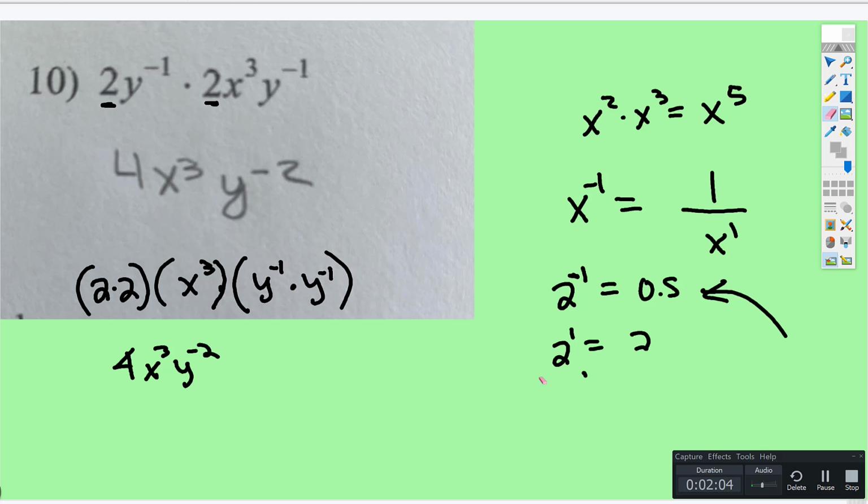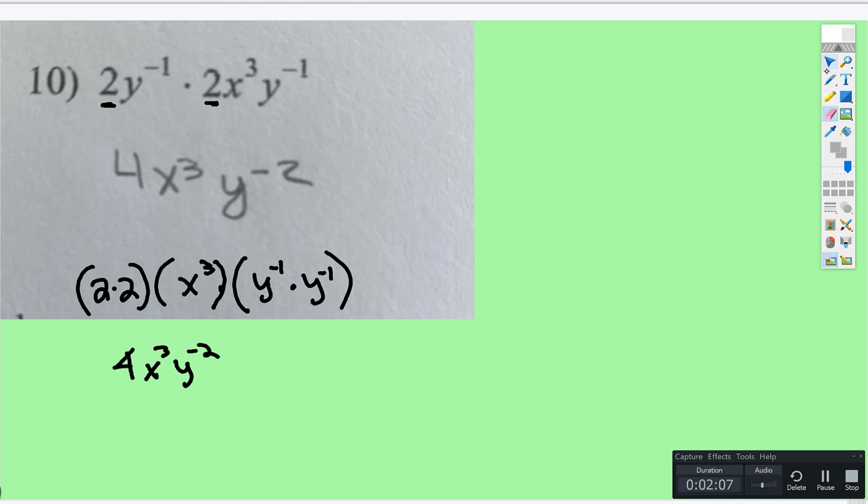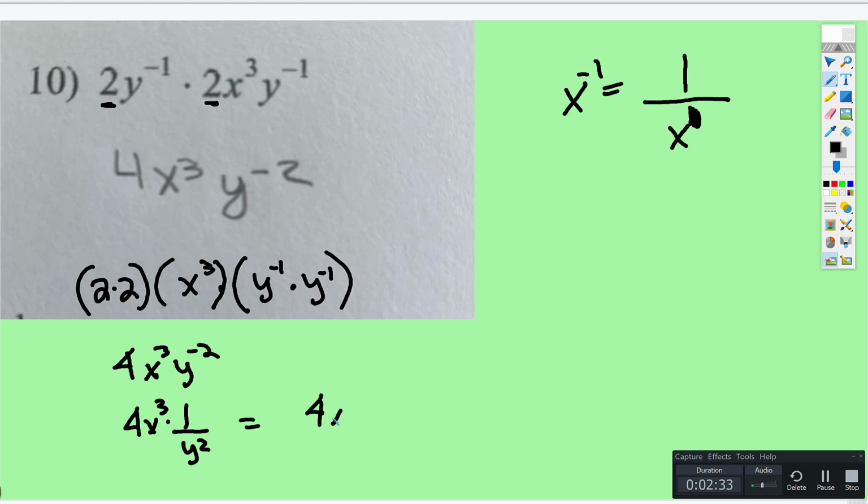Let me erase all this. So here, the reason I explained all of that to you: whenever you have a negative exponent, you rewrite it as 1 over, and then it's a positive exponent. So in this case, instead of y to the negative second, you would rewrite it as 1 over y to the positive second, and then I would simplify that further by just writing it like that.